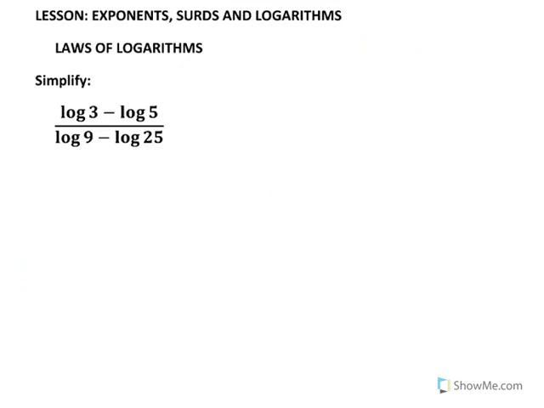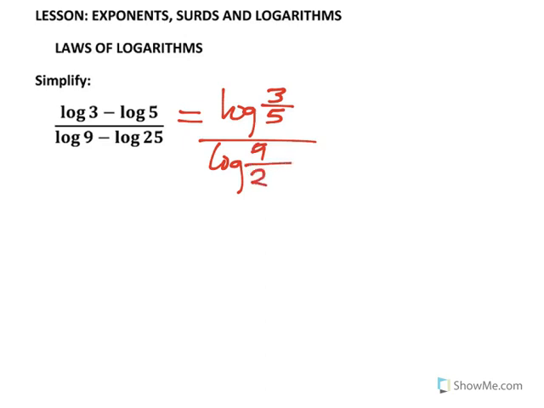Now let us, using all the laws that we've been learning, simplify logs in different versions. Now if they say log 3 minus log 5 over log 9 minus log 25, this is equal to, now remember, when you are subtracting, you divide in logs, and when you are adding, you multiply. So in this case, this is same as log 3 over 5 divided by log 9 over 25.